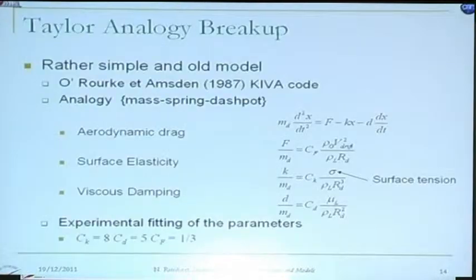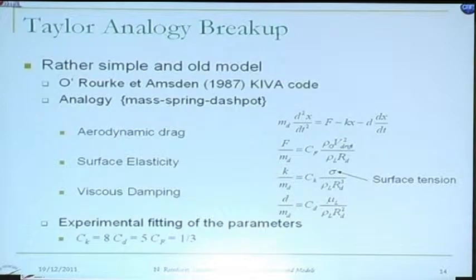So as part of this review, I will try to show the reasoning behind this model. The idea of O'Rourke and Amsden was to introduce the oscillation of the droplets. And so they made an analogy between a mass, spring and dashpot oscillator. And they had to identify the mass of the oscillator. The exterior force was the force created by the airflow. The viscous damping is here, and here you have the oscillation. The spring is actually the surface tension.